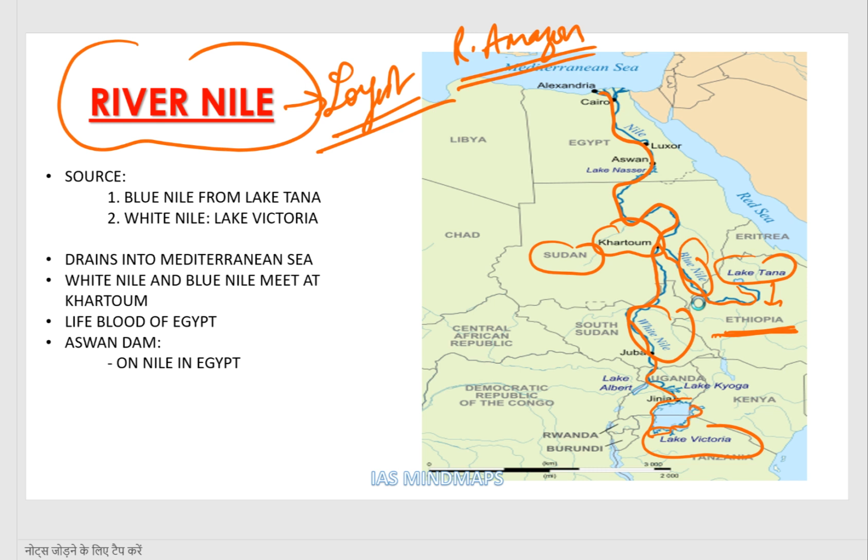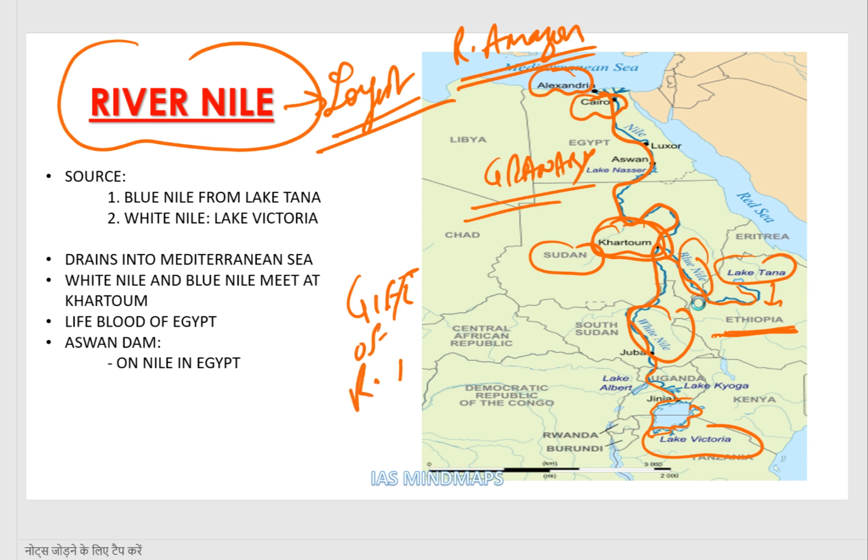So River Nile and very famous cities on River Nile are Khartoum, the capital of Sudan, and Cairo, the capital of Egypt, and Alexandria, the largest seaport of Egypt. And because of the presence of River Nile, Egypt has been transformed into a granary. Egypt is a part of Sahara Desert, but the presence of River Nile has ensured agriculture in Egypt. In short, Egypt is also referred to as the gift of River Nile. And River Nile is also known as lifeblood of Egypt.